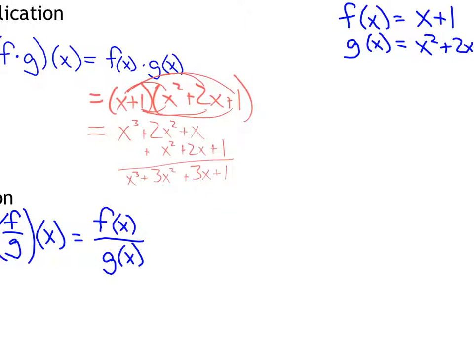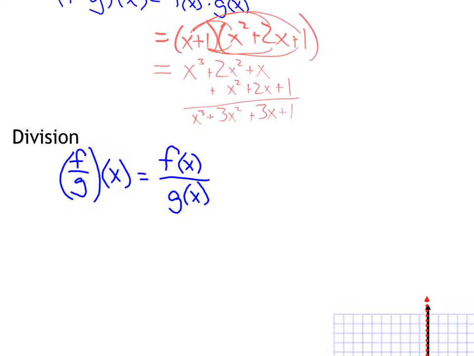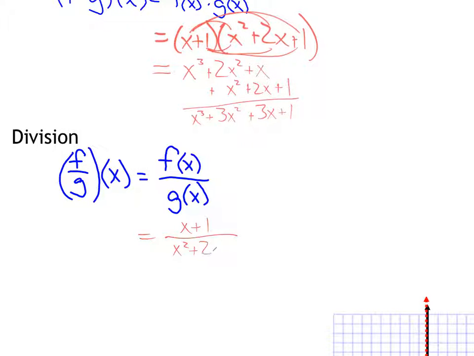Okay, let's move on. Now we have division. f of x divided by g of x. So here our function is x plus 1 over x squared plus 2x plus 1. This is something we're going to deal with a lot more later on when we are working with rational functions in this unit. But one thing we can do with this is we have to be careful about the domain.